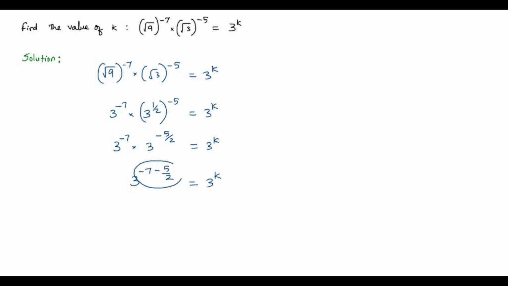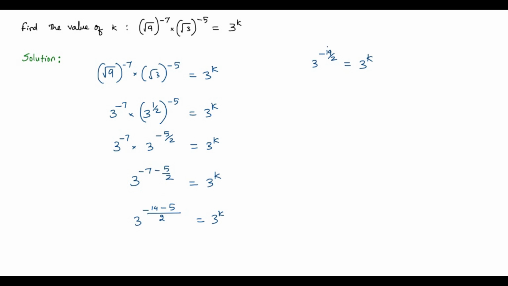Okay, to simplify this particular part, what I need to do is I have to multiply this negative 7 and the denominator 2. So when I multiply negative 7 by the denominator 2, we get negative 14, minus 5. So once this multiplication is done, we have to take these two as a common denominator. So we get negative 14 minus 5 divided by 2 is equal to 3 to the power of k. Okay, we get 3 to the power of negative 19 divided by 2 is equal to 3 to the power of k. When I simplify negative 14 minus 5, it will be negative 19.